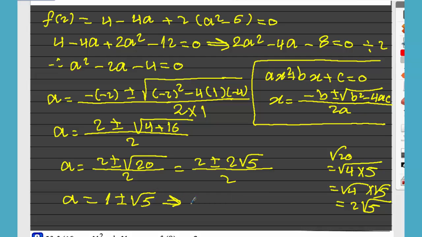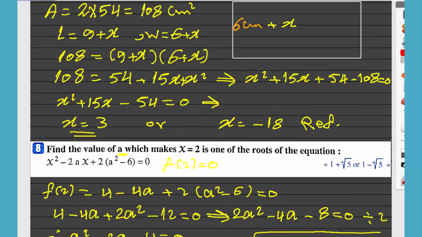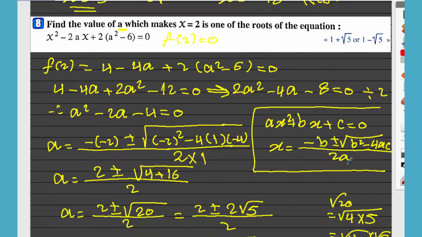So a equals 1 plus root 5 or 1 minus root 5. And this is the solution for this beautiful question.